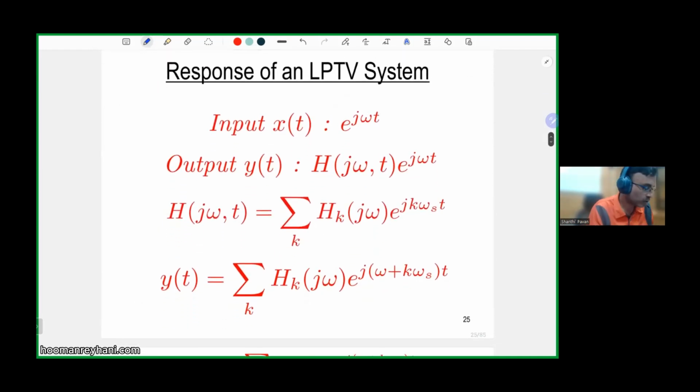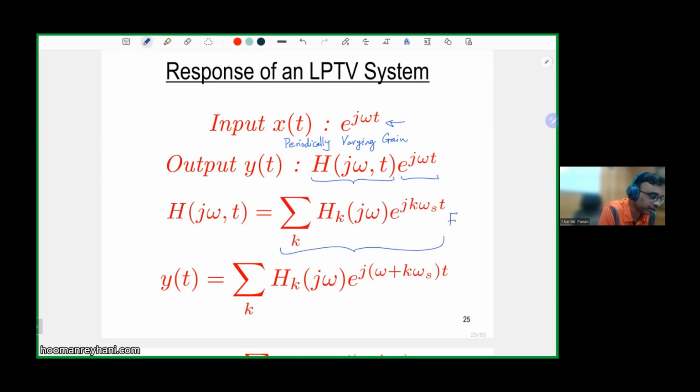Now let's put all this together. So the input is e to the j omega t. This is the input sinusoid. The output is basically the gain multiplied by the input. The gain, of course, is periodically varying gain. All right. Now, since the gain is varying periodically, the gain can be expressed as a Fourier series of the gain.